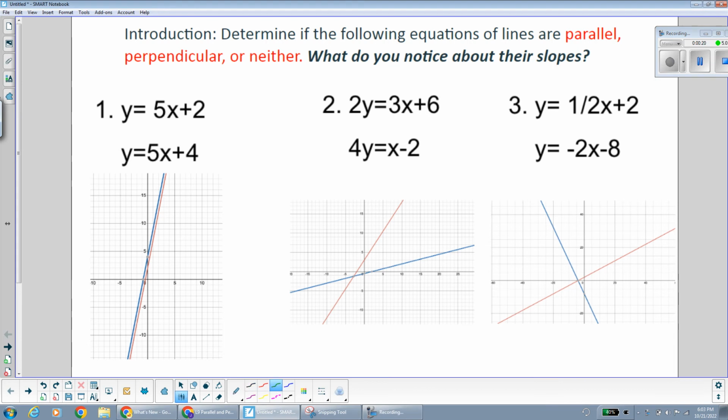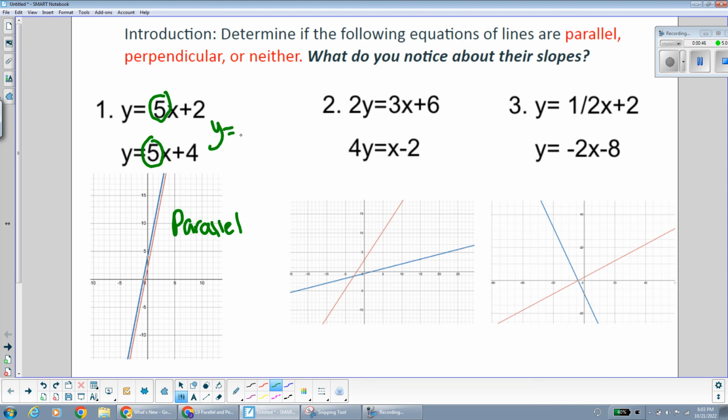What we're going to do is determine if the slopes of these sets of equations are parallel, perpendicular, or neither. If I take a look at the first one from the graph, I see the lines are parallel. They go on forever in either direction. They never intersect. They never meet each other. So I'm going to write that these lines are parallel. And notice that their slopes are the same.